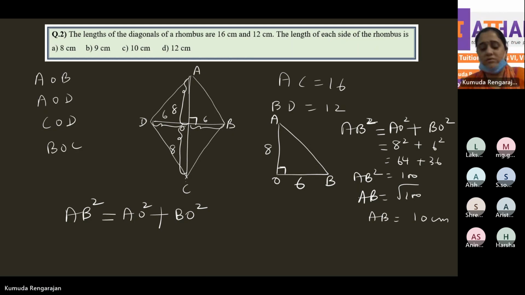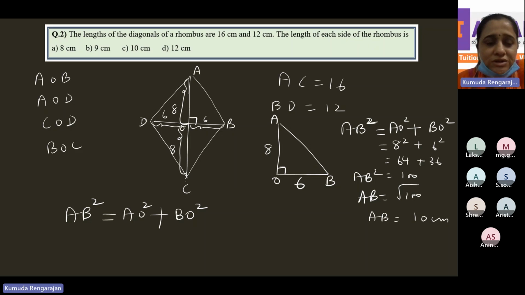Online students, any questions? No, ma'am. Okay. I'll read the question again. The lengths of the diagonals of a rhombus are 16 centimeters and 12 centimeters. One diagonal measures 16 centimeters, the other diagonal measures 12 centimeters. We need to find the length of each side of the rhombus, which can be found using Pythagoras theorem.